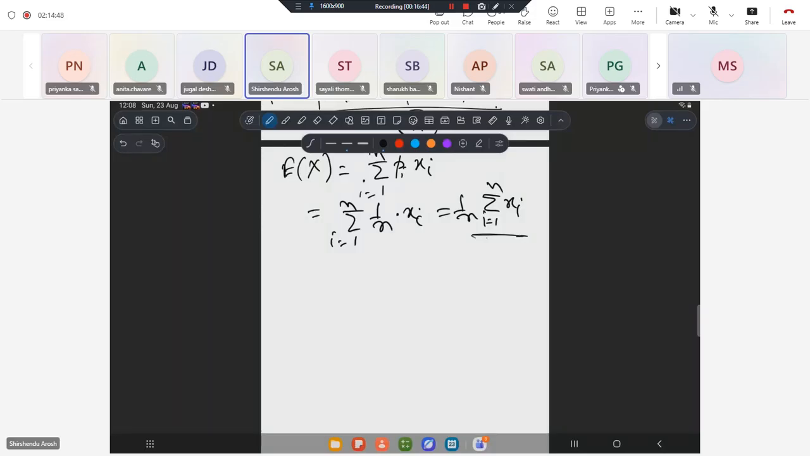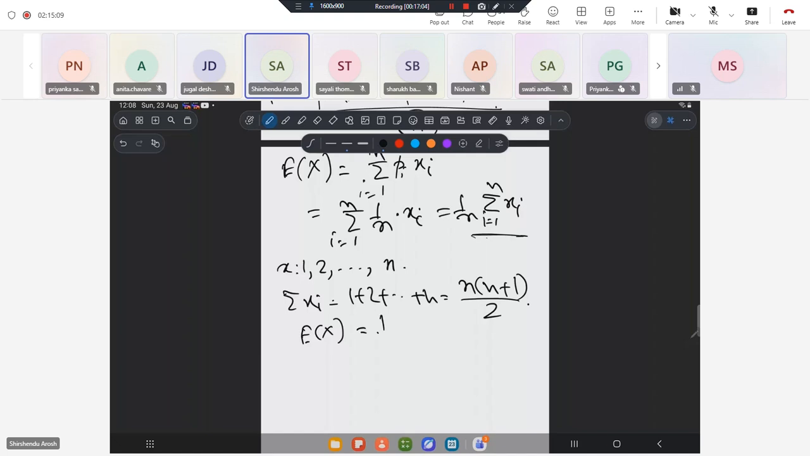Of course, if x can take values 1 to n, we had done this case before also. So we had the summation of 1 plus 2 plus up to n. Remember the formula n plus 1 by 2. So the expectation of x would be 1 by n multiplied into n into n plus 1 by 2, which is n plus 1 by 2. We had done this before.